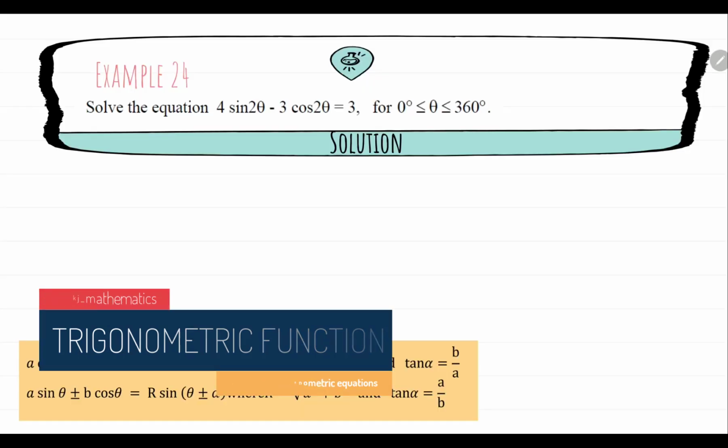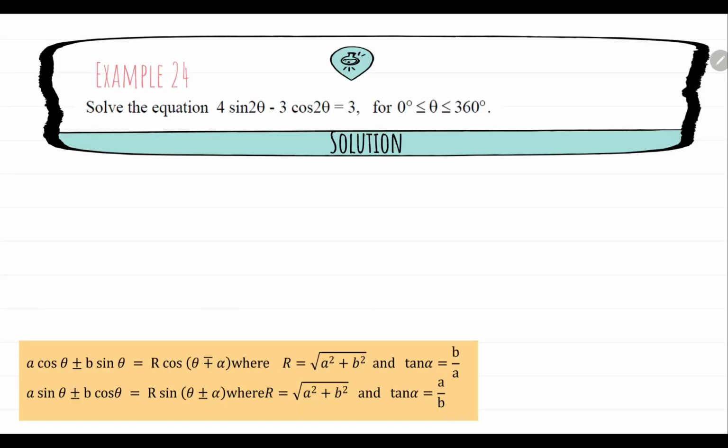Okay students, this video is on example 24. Solve the equation 4 sin 2θ minus 3 cos 2θ equals 3 for θ between 0 to 360 degrees. First we must understand what the question is trying to ask us.